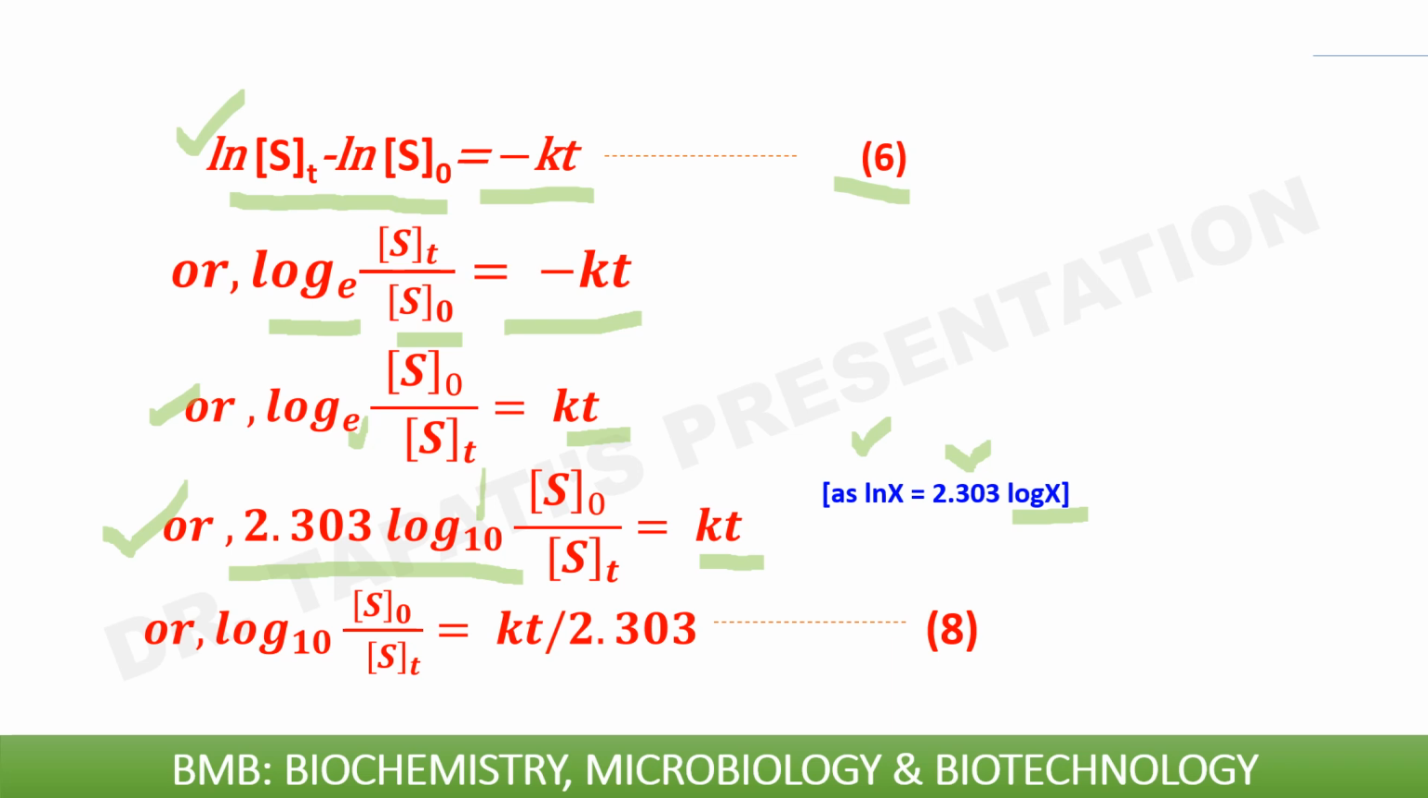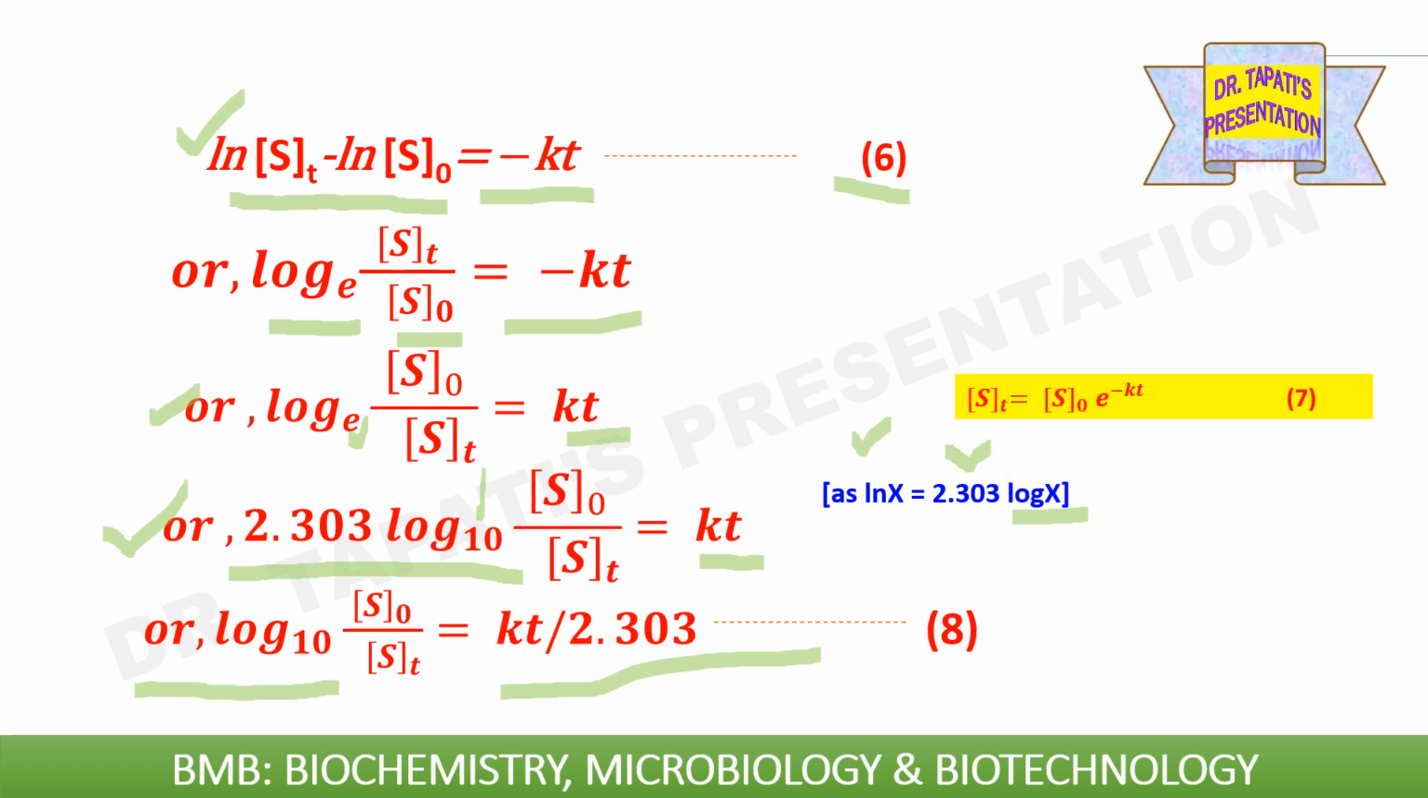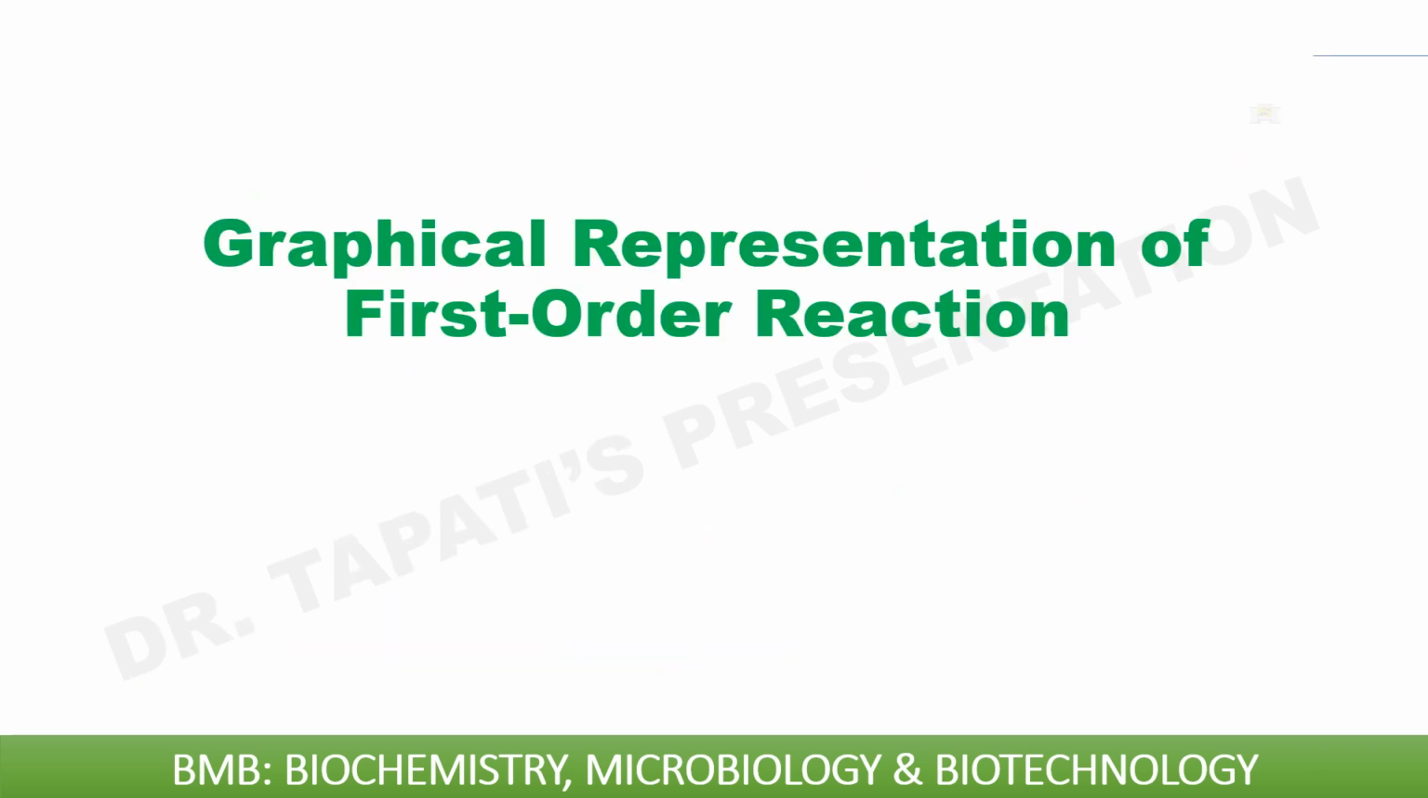Or we can write it in this way also: log 10 base S0 divided by St is equal to kt divided by 2.303. This is equation 8, because already we have equation 7, that was St equal to S0 e to the power minus kt. Let's see graphical representations of first order reaction.